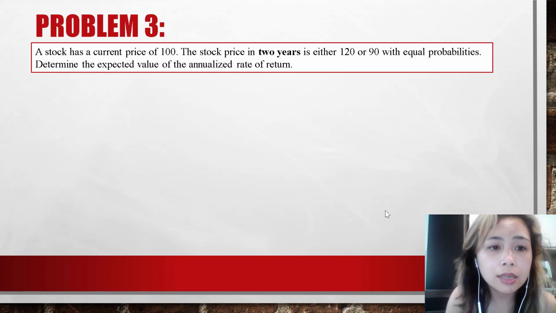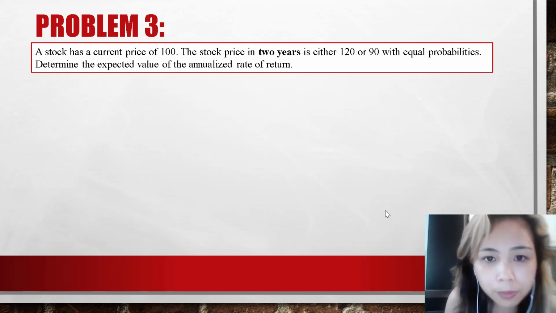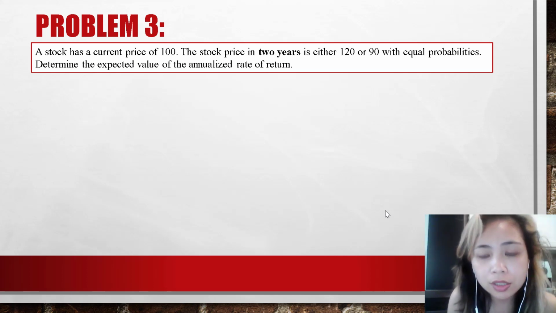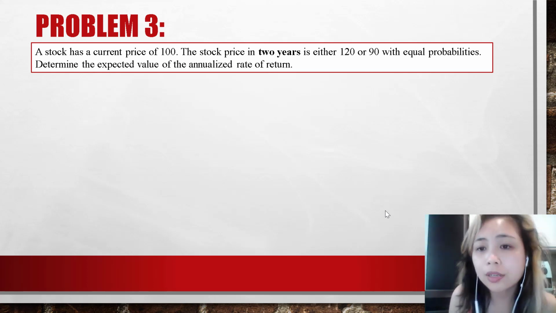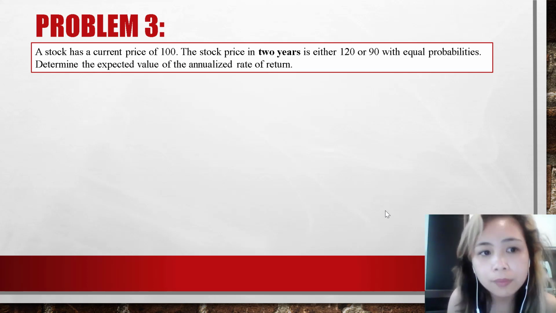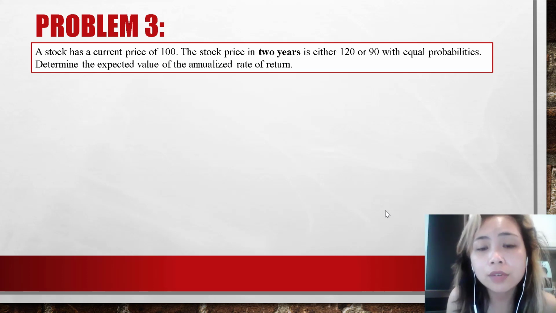A stock has a current price of $100. The stock price in 2 years is either 120 or 90 with equal probabilities. Determine the expected value of the annualized rate of return.